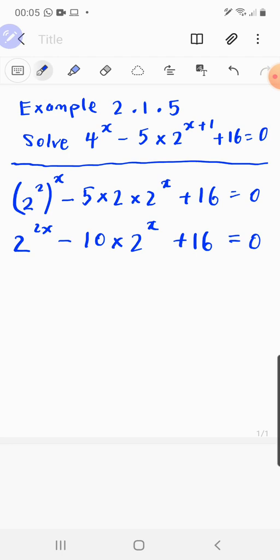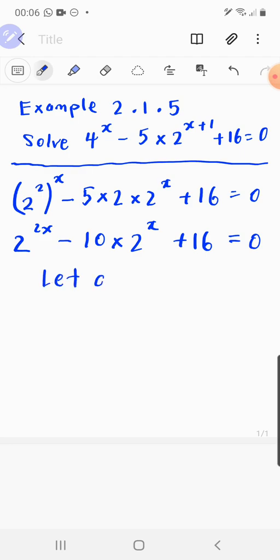And now, this is where you need to observe that this term and this term are actually related. We can actually use a substitution. For example, let a equal 2 to the x. And then 2 to the power of 2x will actually become a squared. All right, so let's do that now.